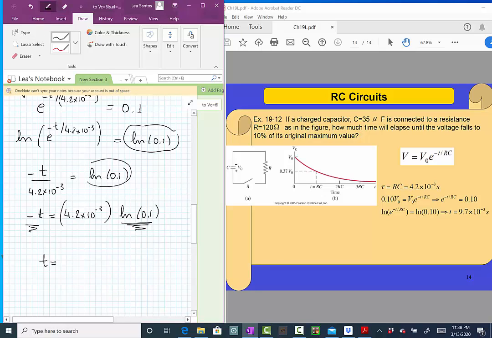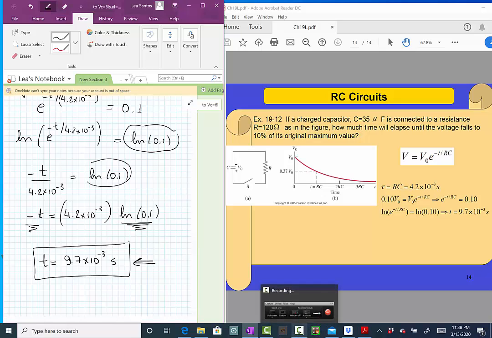If you would get a time that is negative, it would make no sense. You're going to get a time that is positive, which is 9.7 times 10 to the minus 3 seconds. So double check that you get this value, so then everything is correct. And this is the end of the problem.